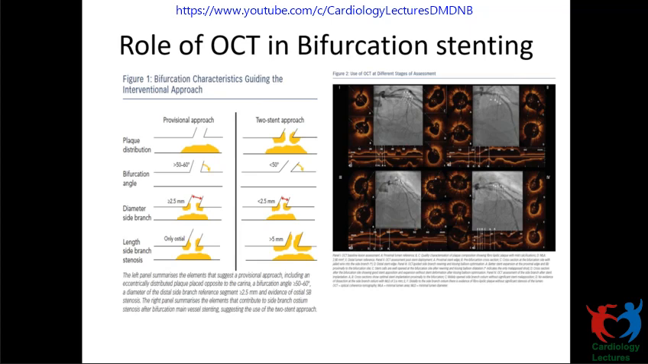The main intention of doing the OCT is, of course, to see the severity and the landing zones. It also helps us in deciding whether to go for a single stent or dual stent. So these are the criteria on the OCT where you can decide whether to go for a provisional stenting or a two-stent approach. But for this, you ideally require an OCT done on both vessels. In this case, we could get only partial information because we could not cross into the diagonal.